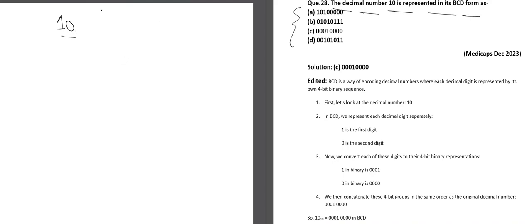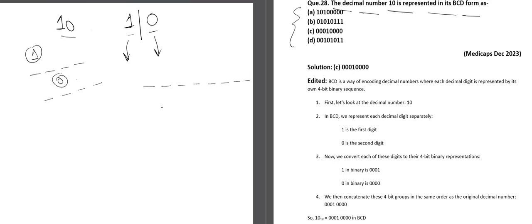For 10, at first we will dissect this decimal number into two parts. That means 10 will be dissected into two parts. We will get 1, we will get 0. And we will find the BCD equivalent for 1, and the BCD equivalent of 0. Now, the BCD representation is a 4-bit representation, which means that we will be getting 4 bits for 1, and 4 bits for 0. If we then combine these two together we will get a total of 8-bit representation, 4 bits for 1 and 4 bits for 0.